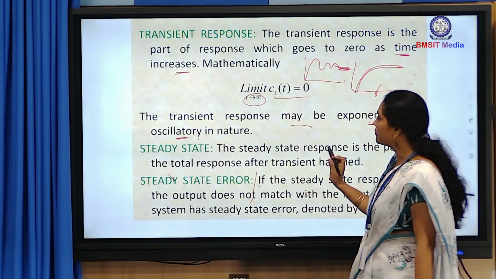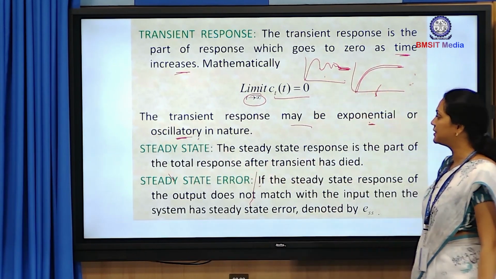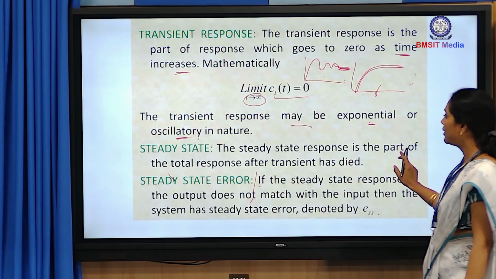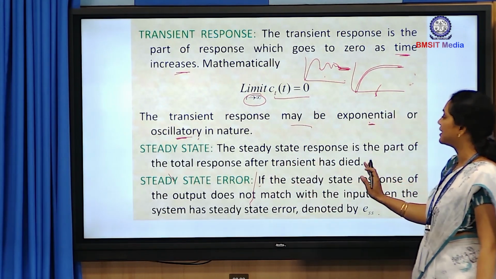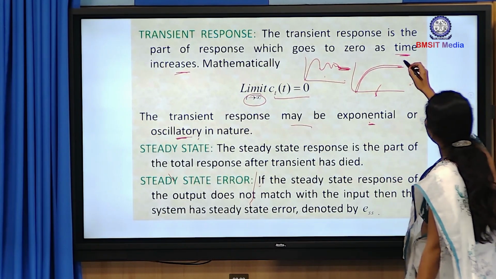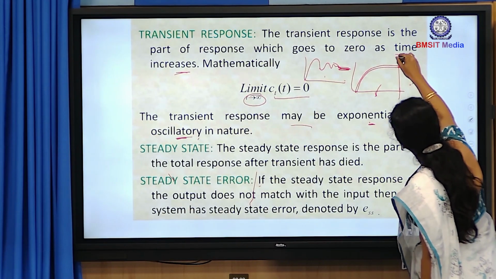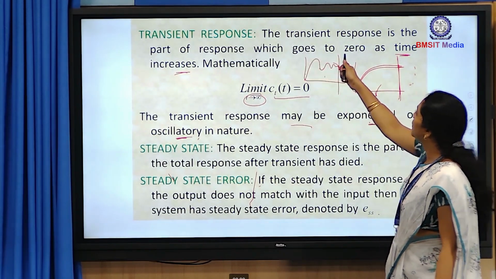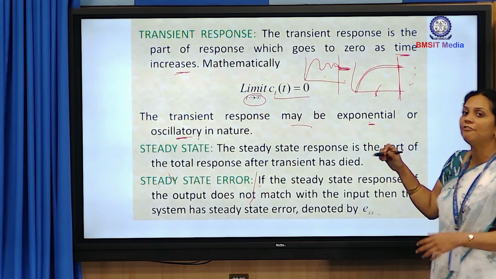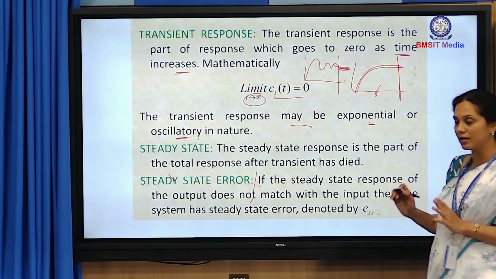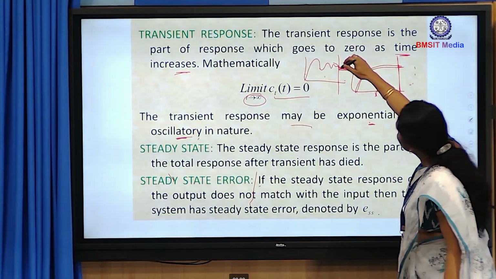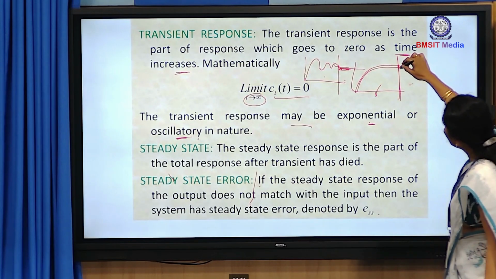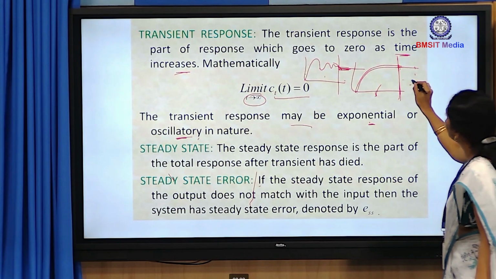Next, what do we understand by the steady state? What is the definition of the steady state? The steady state response is the part of the total response after the transient has died. That means after some point, we said this response will go to 0 as time increases. After that also, there will be no change with respect to the output. So here we can see that it becomes 0 and it will be 0 for a longer period of time. Here also the transient response will be 0 for a longer amount of time.